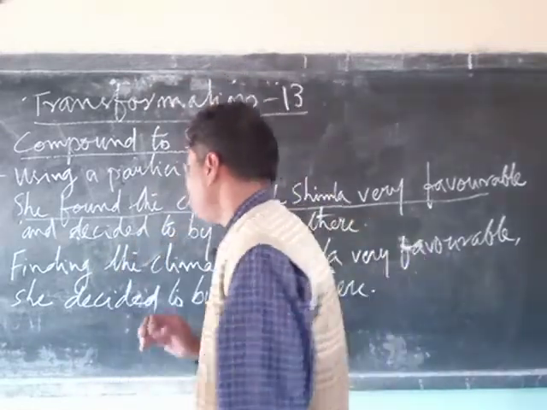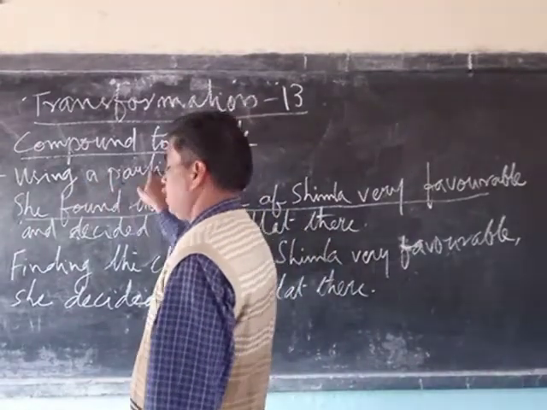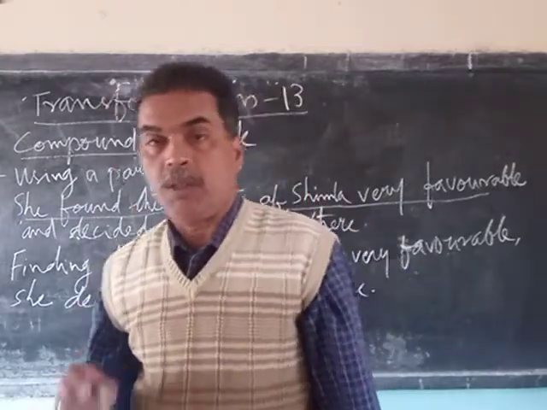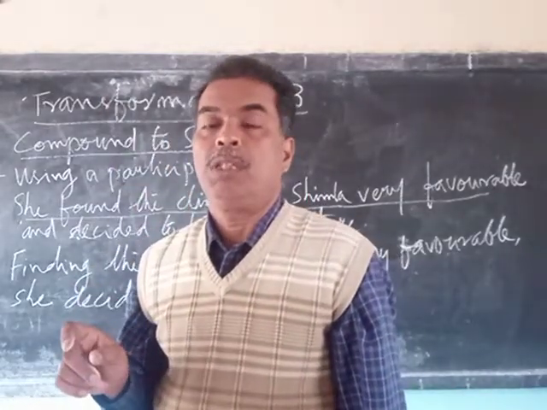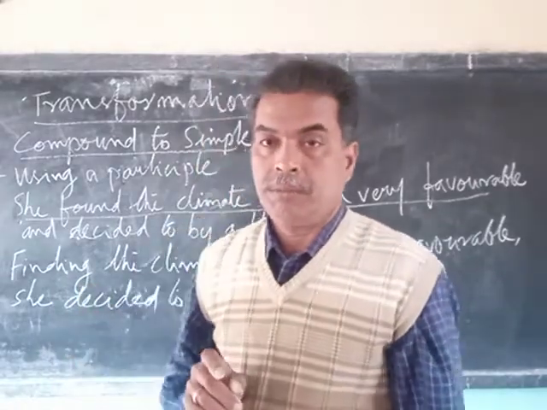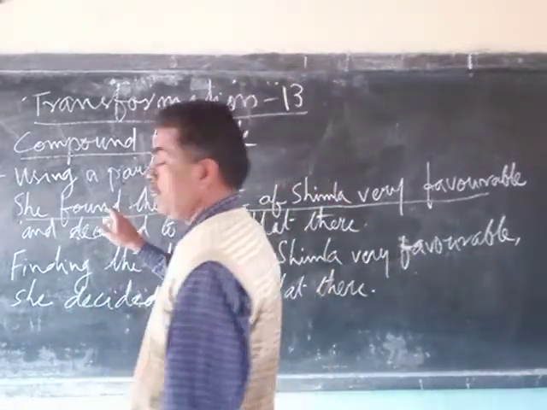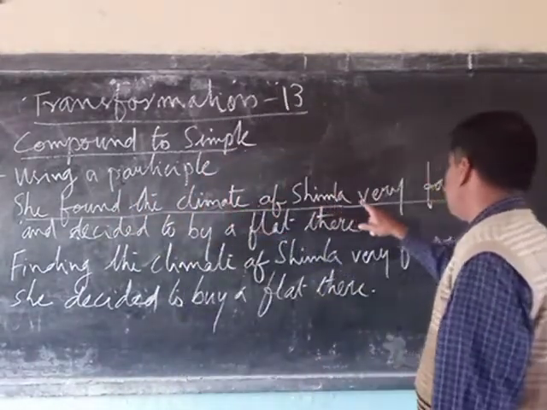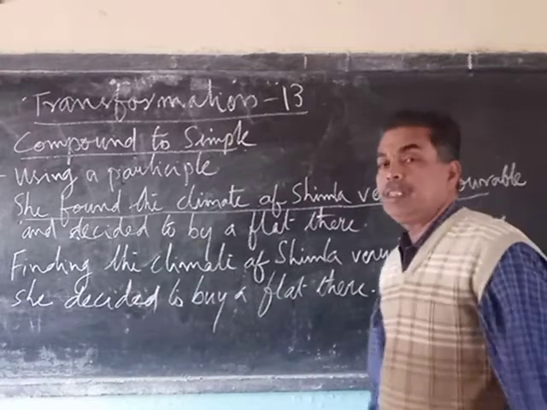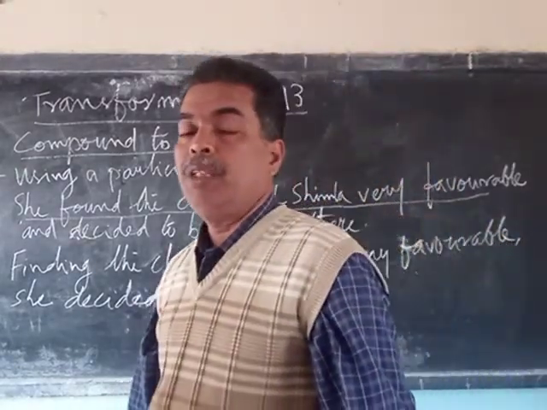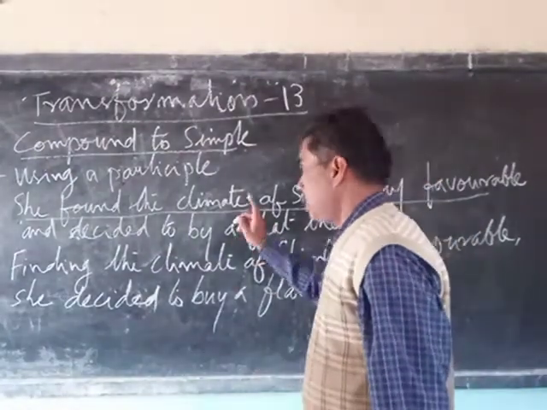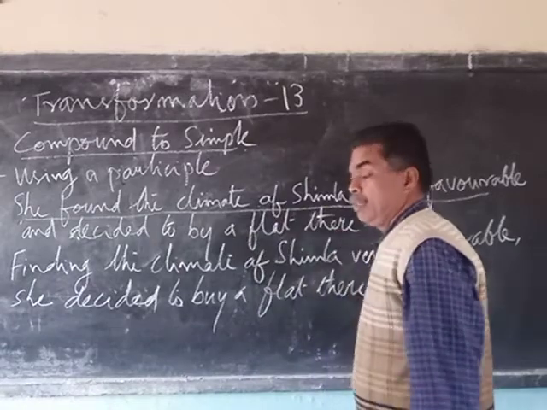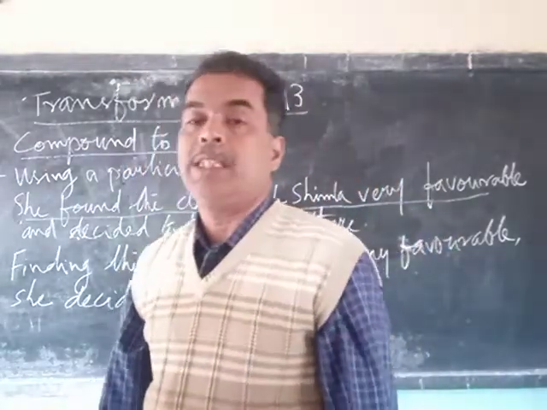Now let's look at it. Using a participle: a compound sentence is given to you, and one of the clauses you have to make into a participle phrase. Let's see how it is. She found the climate of Shimla very favorable, and she decided to buy a flat there.